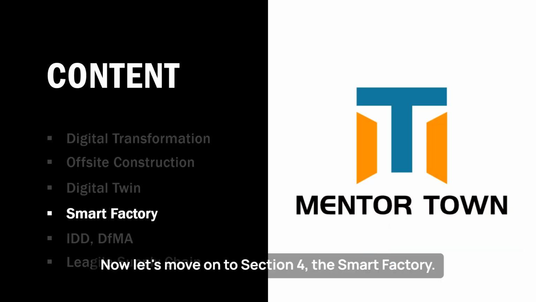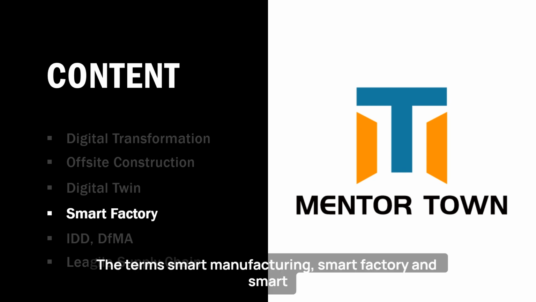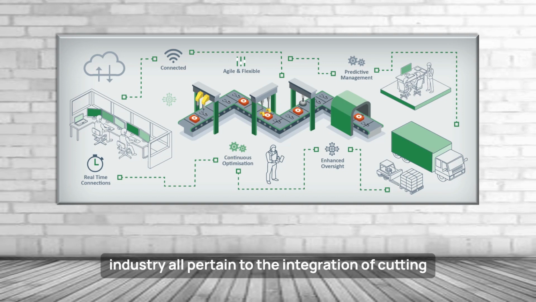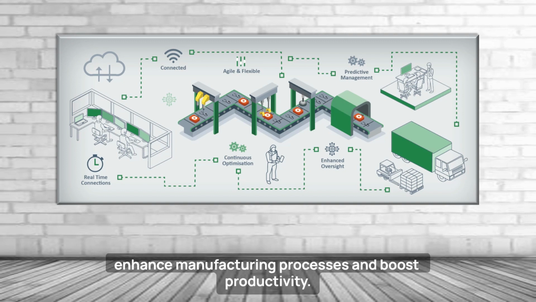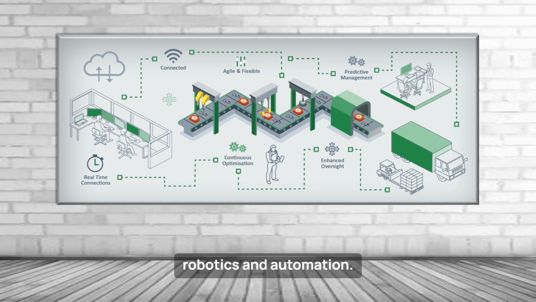Now, let's move on to section 4, the smart factory. The terms smart manufacturing, smart factory, and smart industry all pertain to the integration of cutting-edge technologies and data analysis in order to enhance manufacturing processes and boost productivity. These innovative technologies include the IoT, AI, robotics, and automation.